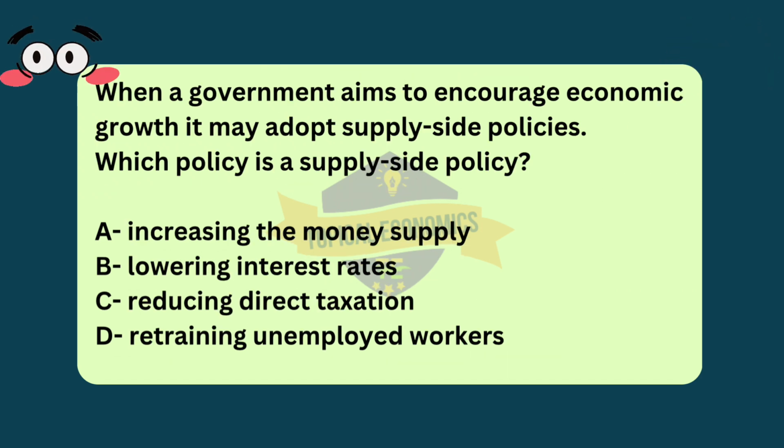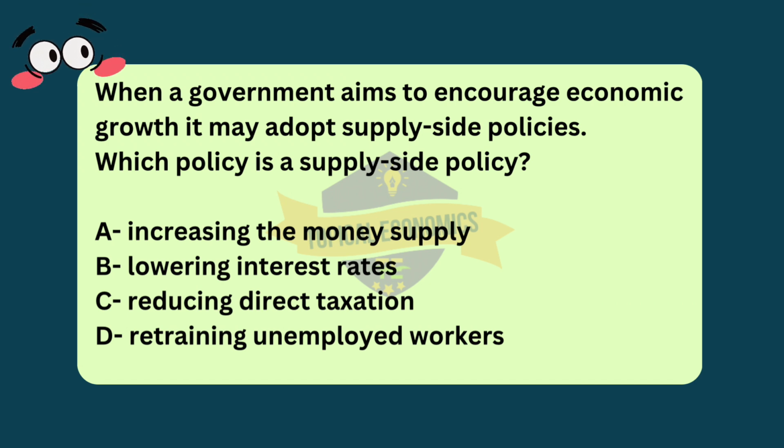Moving to question 19. When a government aims to encourage economic growth, it may adopt supply-side policies. Which policy is a supply-side policy? A. Increasing the money supply. B. Lowering interest rates. C. Reducing direct taxation. D. Retraining unemployed workers. Reference, 2016 May-June version 3.